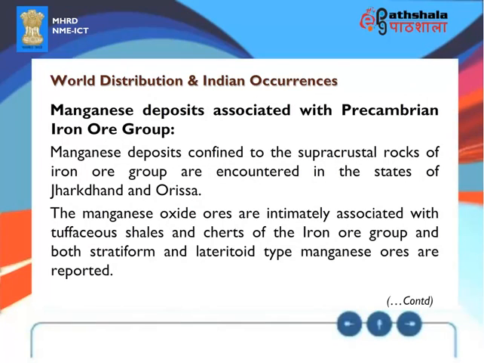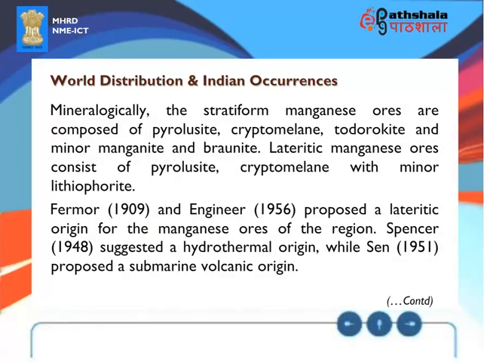Manganese deposits associated with Precambrian Iron Ore Group. Manganese deposits confined to the supracrustal rocks of the Iron Ore Group are encountered in the states of Jharkhand and Orissa. The manganese oxide ores are intimately associated with tufaceous shales and cherts of the Iron Ore Group, and both stratiform and lateritoid type manganese ores are reported. Mineralogically, the stratiform manganese ores are composed of pyrolusite, cryptomelane, todorokite, and minor manganite and braunite. Lateritic manganese ores consist of pyrolusite and cryptomelane with minor lithiophorite.